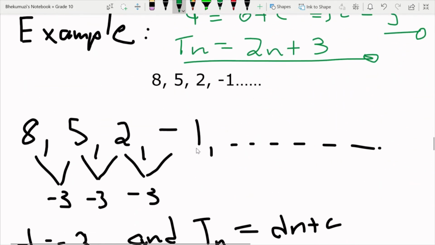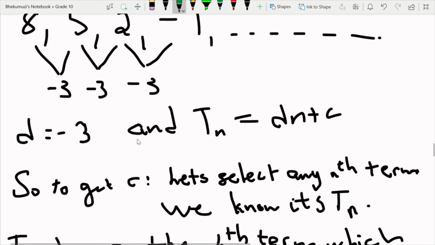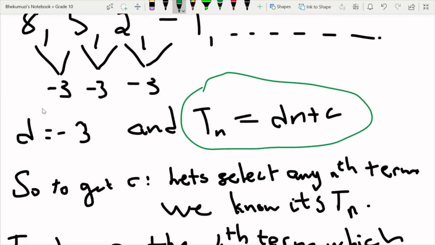Here's another example where we have 8, 5, 2, and -1. So we get the difference, and we can see that the difference is -3. So now we have -3, and we know that it will follow this form because it has a first difference that is equal to each other. All these differences that we have, they are all equal to each other, and that is -3. So definitely we can use this formula.